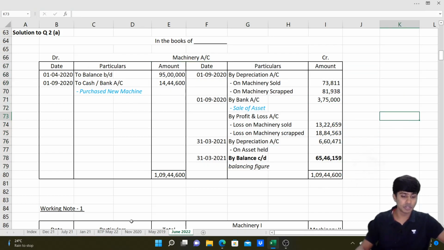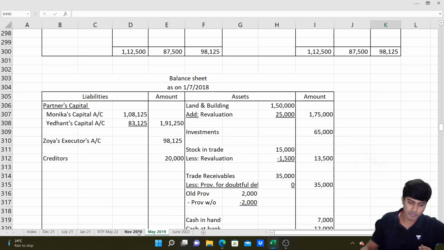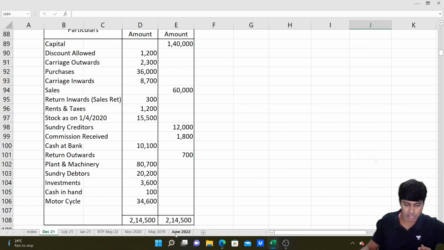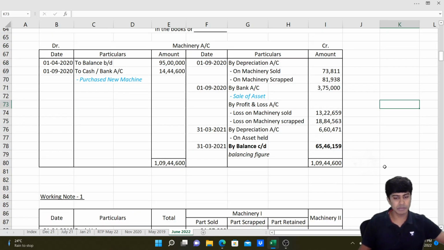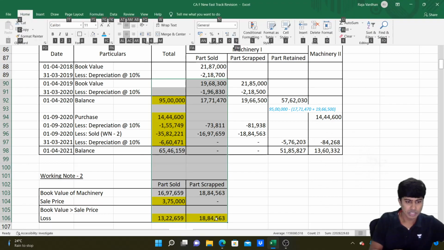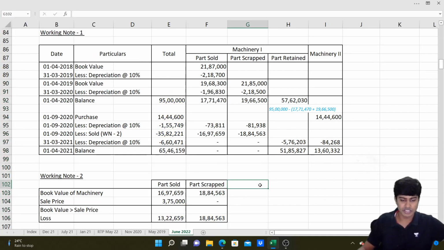Wherein I have not just put the solution to the June 2022 paper. It also has solutions to May 2019, in detail, November 20, January 21, July 21, December 21, all the papers. And as and when time permits, when I conduct another class, I'll put solutions to the other question papers also into the same sheet, so that it will be easy. You can use the simple Control F feature to find it.